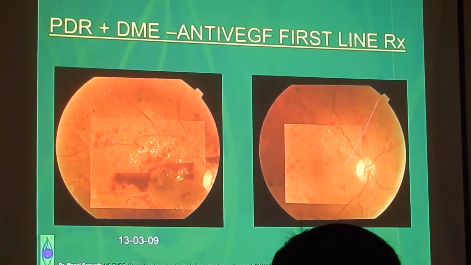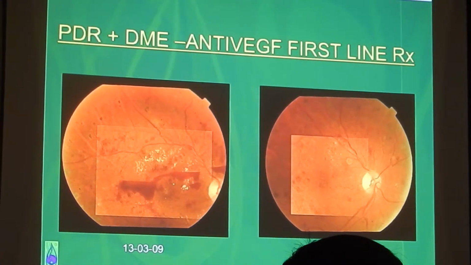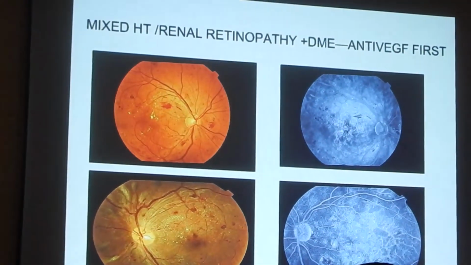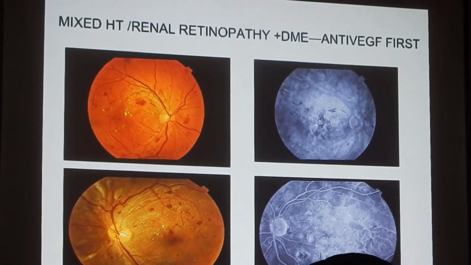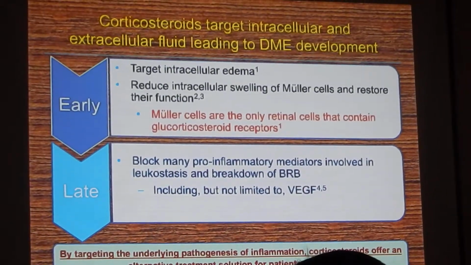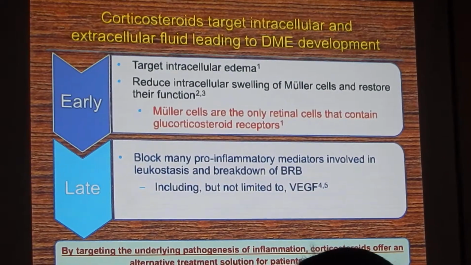If the combined situation is there, the PDR with vitreous hemorrhage and CME, then obviously you have to address it with the anti-VEGF, which will work for both. If it is a mixed retinopathy, you should treat with the anti-VEGF first. Then this is the role of the steroid versus anti-VEGF.